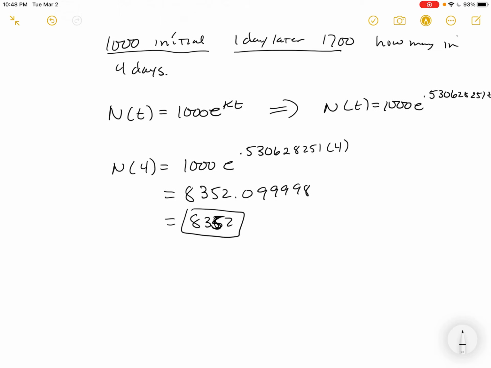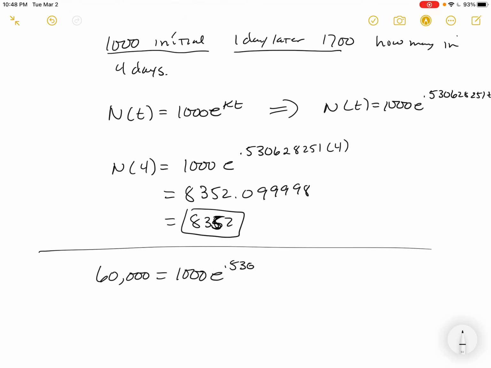How long will it take until there are 60,000 mosquitoes? Okay. The last part is, I will need 60,000 mosquitoes. Well, you're starting out with 1,000, e to the 0.5306 28251 t. 60,000 divided by 1,000 is 60. That is equal to e to the 0.530628251 t.